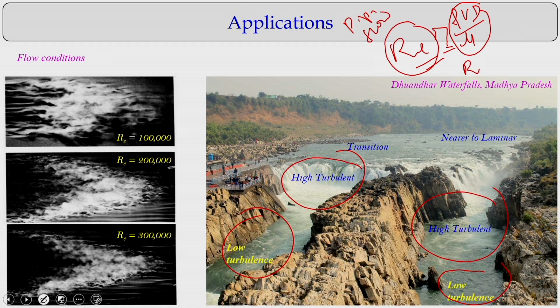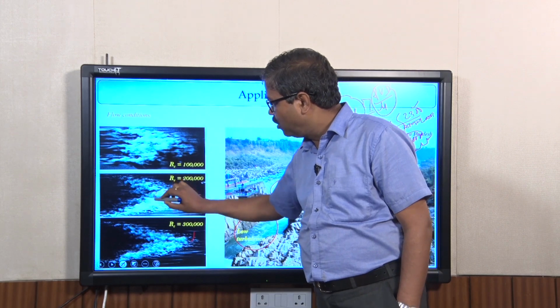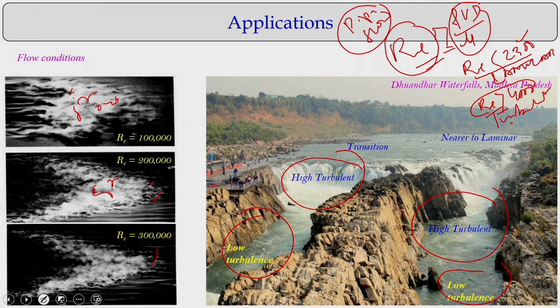If this value is less than 2300, the flow is laminar. If the Reynolds number is greater than 4000, the flow is turbulent. Please remember these thresholds for pipe flows; for other flows you can look into higher studies. In between you have a transition flow, and you can see here a photograph showing how turbulence vortices or eddy formations occur.